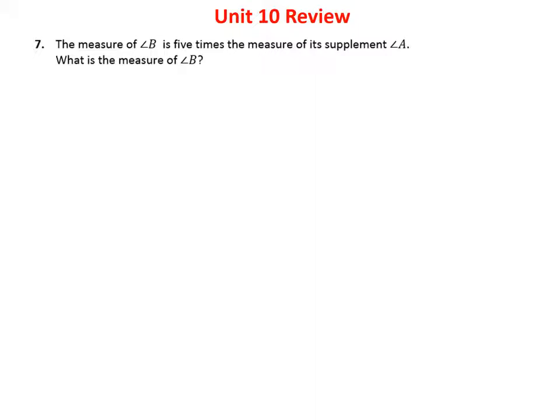Problem 7 again is similar to the prior 3 problems, but it has different information about the angles, and that is it relates the two angles to each other. It says that the measure of angle B is 5 times the measure of its supplement, angle A. So there's two things we know. We know that angle A and angle B are supplements, so they add up to 180. We also know that the measure of B equals 5 times the measure of A. So first of all, we know they're supplements. So measure of A and measure of B add up to 180.